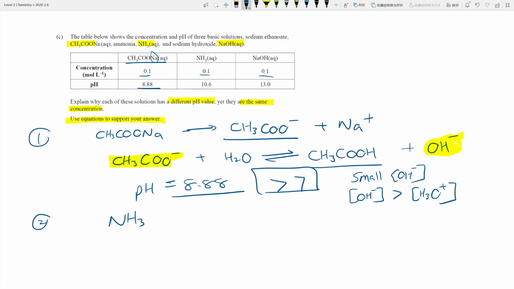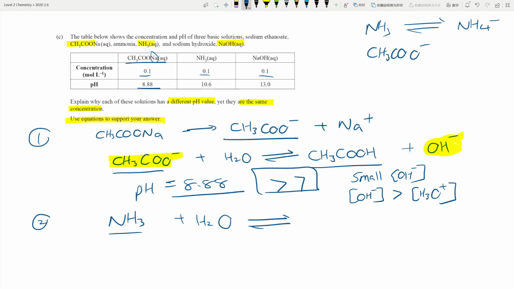Next one is NH3. NH3 in this case is also going to be a weak base. These two are really good examples of weak bases. People ask, how do you know if something is a weak base or strong base in year 12? Just remember the weak bases are NH3 and CH3COO minus. Your NH3 interchanges to NH4 plus, and your CH3COO minus interchanges to CH3COOH. Ammonia is one of the most popular ones. You just need to know.